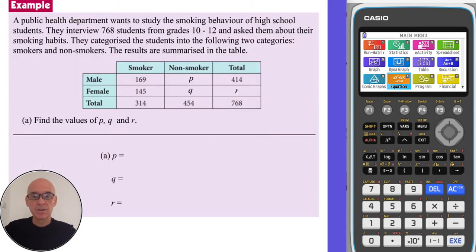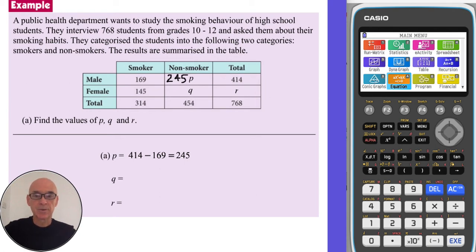In this question, the table gives us the results of a study into smoking behaviour of high school students. We're given the totals of most of the categories, and we have to work out the values of P, Q, and R. To work out the value of P, we simply just need to subtract 169 male smokers from the total number of males to find the non-male smokers. And that's equal to 245.